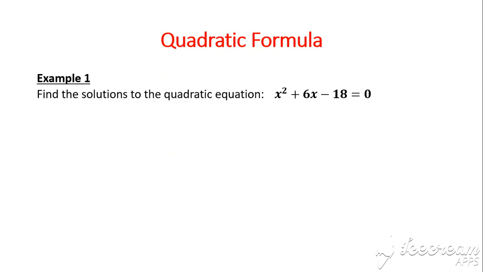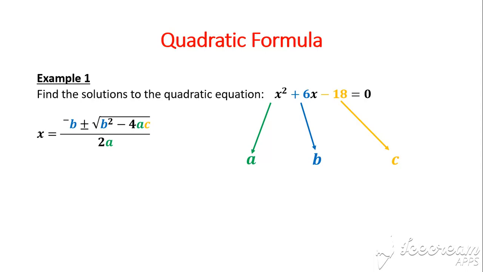So let's go through a quick example by the manual way for now. We're going to find all solutions to the quadratic equation x squared plus 6x minus 18 equals 0. We did this a few videos ago, you might remember. So here's our quadratic formula. We've got to work out the values of a, b, and c. A is the coefficient of x squared, which there is no number out the front of the x squared, which you know is 1. B is positive 6, and c is negative 18.